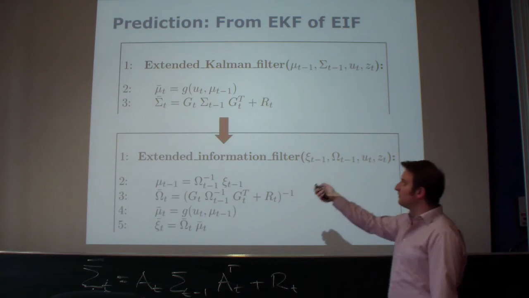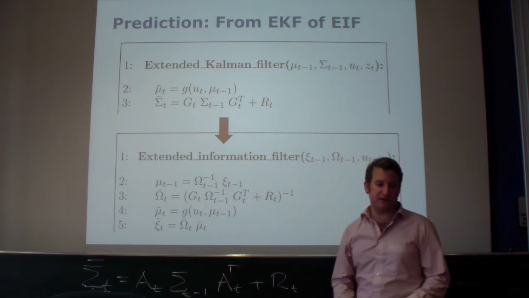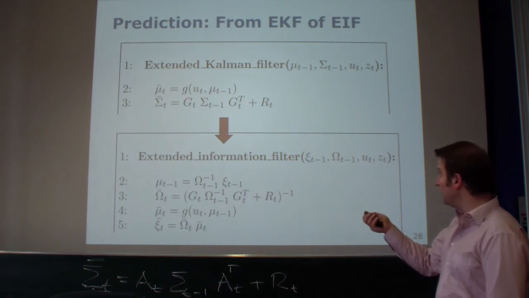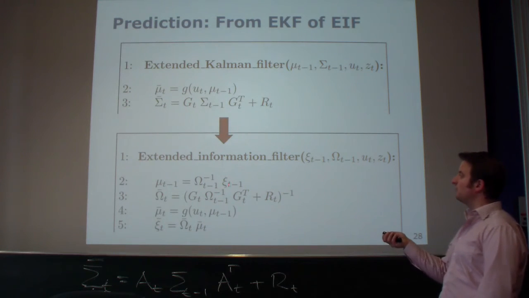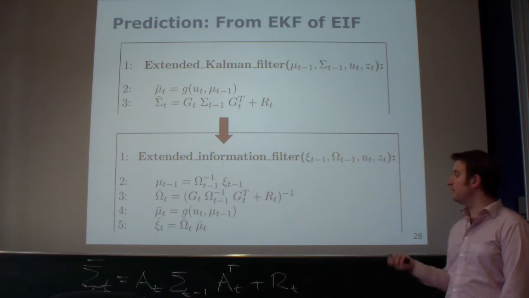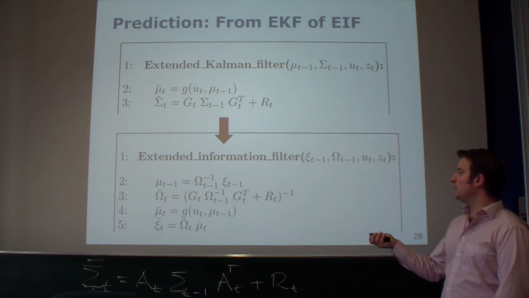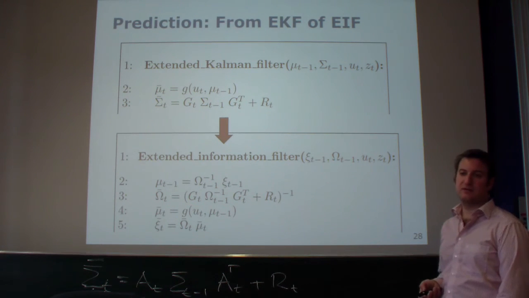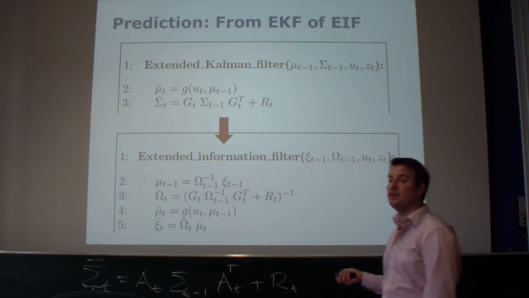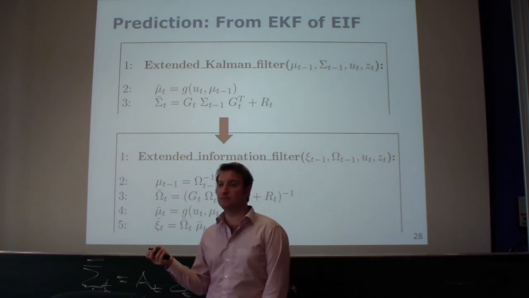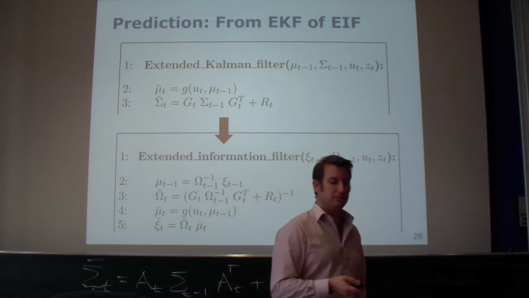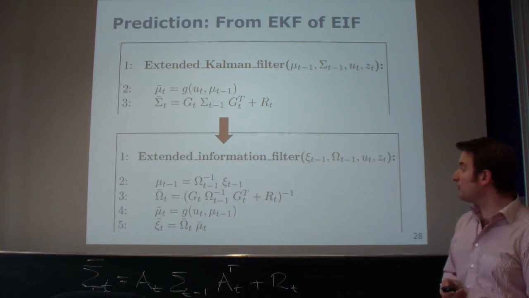So if we go from the extended Kalman filter to the extended information filter, these two lines get replaced by these lines. First, we have to recover the mean, then we compute the covariance matrix, and then we compute the prediction of the mean, and then turn it back into information form, because currently our function g is only defined in moment form.